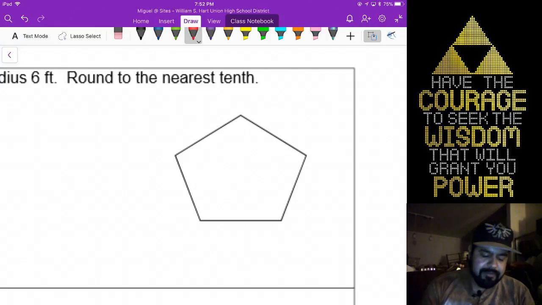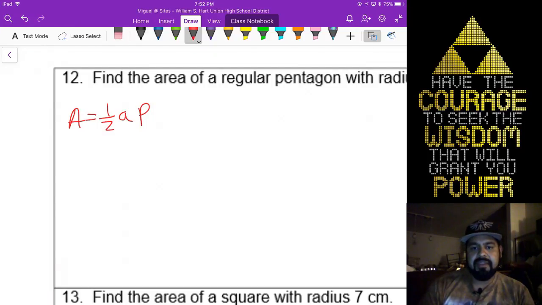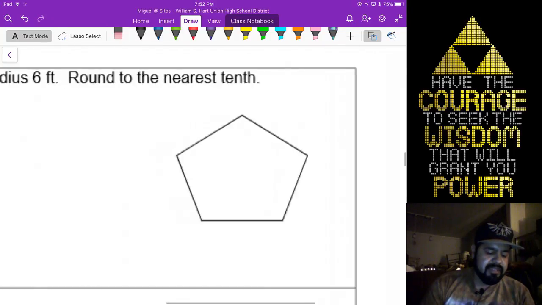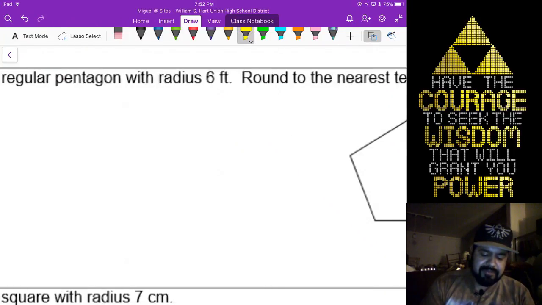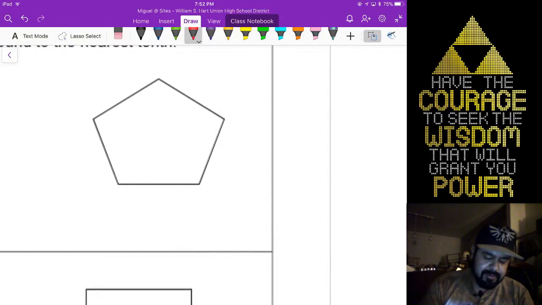Okay, so first off, if I write my formula, area equals 1/2 apothem times perimeter, I want to try to figure out how to get my apothem and my perimeter. Now, unfortunately, I didn't make this one easy on you. I gave you the radius. So with our radius, we have to remember that that line is always drawn from the middle to a corner of your shape. So that'll be here.